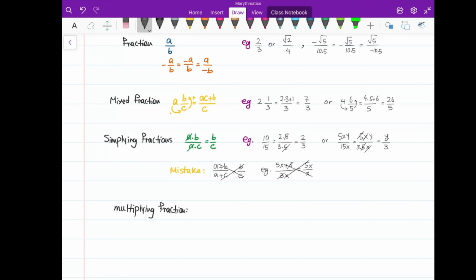So how does that work? Well, if we have a over b times c over d, multiplication would be like this: numerator times numerator, denominator times denominator. So I have a fraction as a result, ac over bd. Okay, let's look at an example.